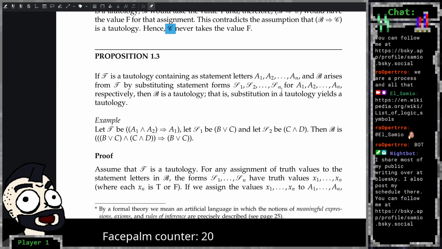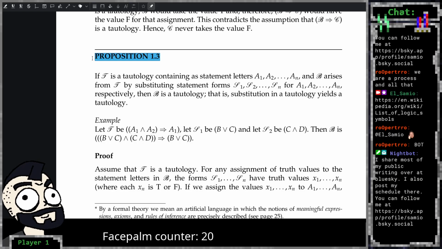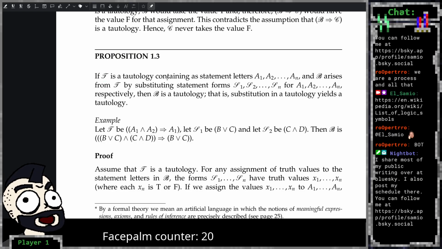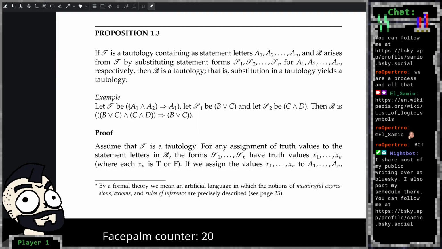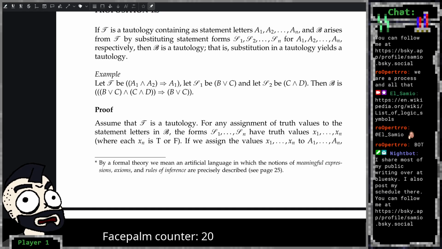And with proposition 1.3, we will end today's stream. If tau is a tautology containing the statement letters A1, A2, up to An, and beta arises from tau by substituting statement forms for A1, A2, up to An, respectively, then beta is a tautology. That is, substitution in a tautology yields a tautology. Example: if we imagine that tau is A1 and A2 implies A1, and that is a tautology, then we can change.